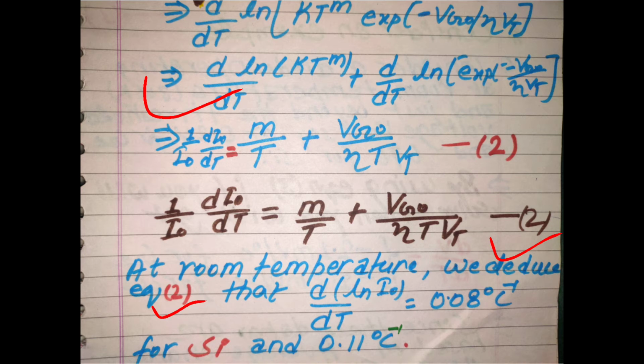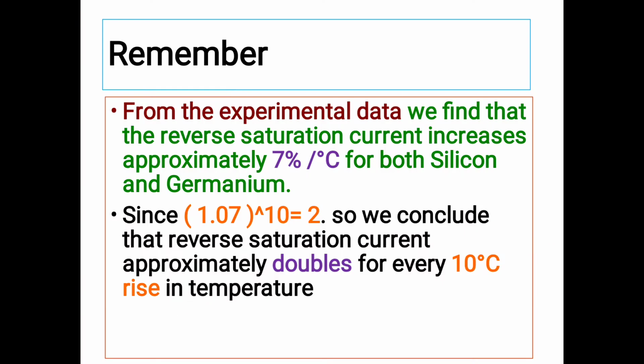0.08 per degree centigrade for germanium, and 0.11 per degree centigrade for silicon.